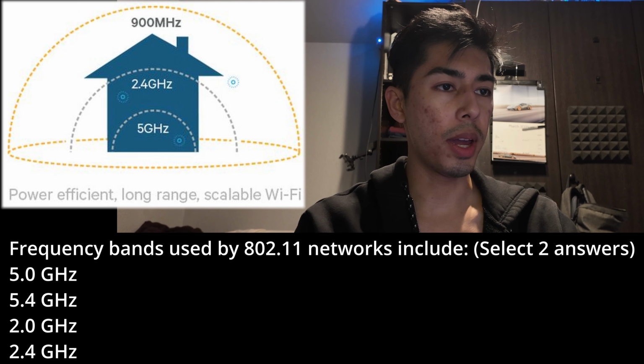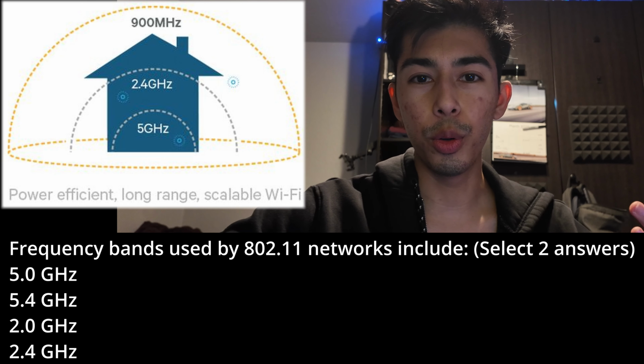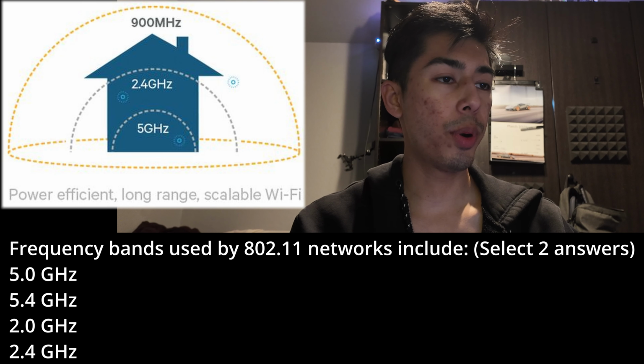Frequency bands used by 802.11 networks include which of the following? We have 5.0 gigahertz, 5.4 gigahertz, 2 gigahertz, and 2.4 gigahertz. So our answer is going to be 2 of these, and there's no other real way around it. 5.0 is our new standard. 5.0 gigahertz is definitely going to be one of our answers.